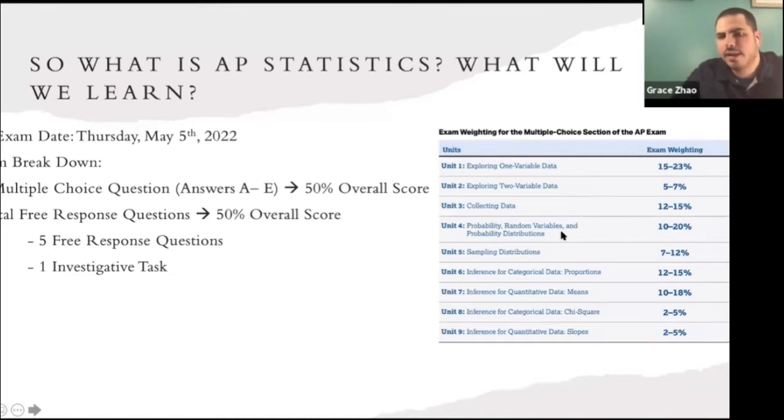There's 9 units. And the way we're going to roll with it, we're basically going to do a unit every 2 meetings. Essentially, that's how I broke it up. So we're going to move at a fast pace, obviously. I think we'll be all right. And you see the multiple choice section weighting. So inference is huge. Units 6, 7, 8, and 9 are inference.